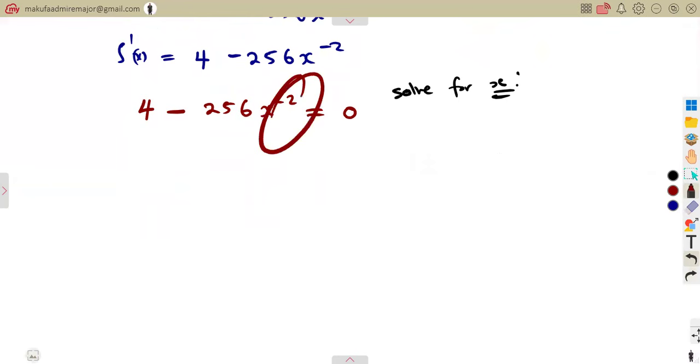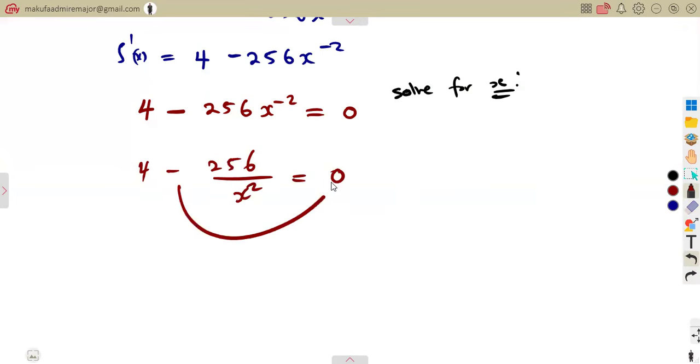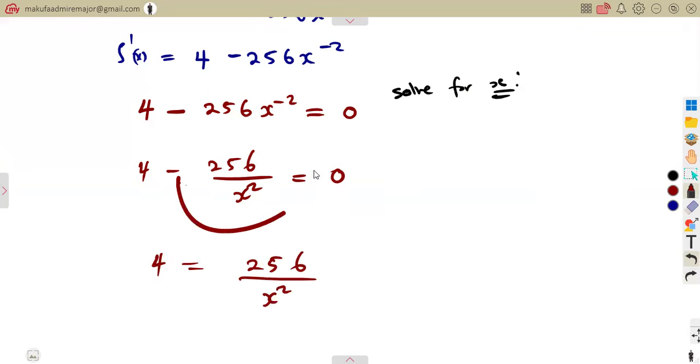This is the same as 1 over x squared. Remember from your laws of exponents. So you can use the same approach. So this will be 4 minus 256 over x squared equal to 0. I can even transpose this. 4 is equal to 256 over x squared. It was a negative, here it will be positive.